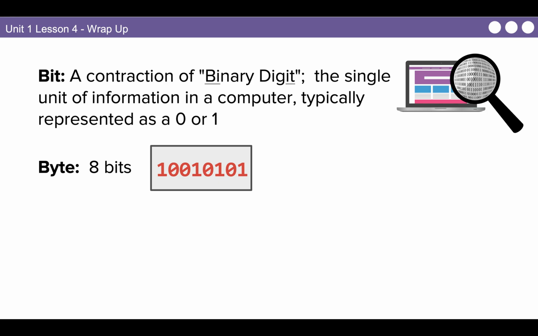And then just a reminder, today a bit is a contraction of binary digits. Computer science loves acronyms and contractions, so you will get used to seeing that. Get used to it because you're going to see many of them. A bit is a single unit of information on a computer, typically represented as a 0 or a 1. And remember that there are 8 bits in a byte. A byte is important. We're going to be touching on that later.